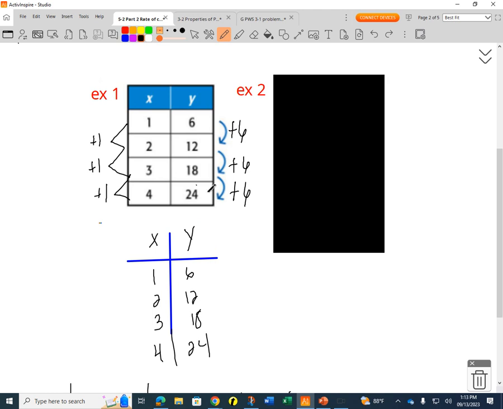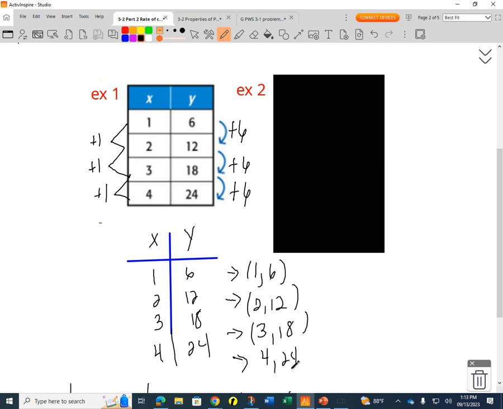So this table, just for the record, remember, also represents ordered pairs. This represents the ordered pair 1, 6. When you see x and y up there, we know that's the x coordinate and that's the y coordinate. This ordered pair is 2, 12. Is this looking familiar from last year? This 3, 18 is the ordered pair 3, 18. Remember, ordered pairs, x coordinate and y coordinate, right? And lastly, 4, 24, that's the ordered pair 4, 24.